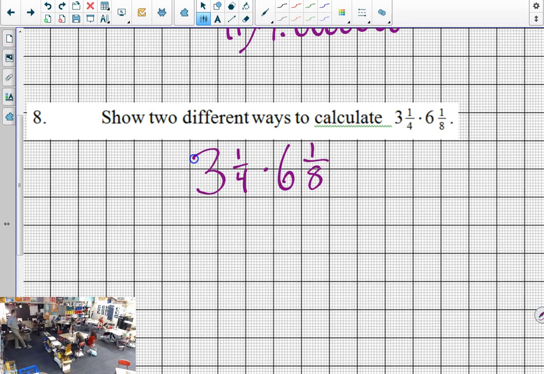Then we need common denominators here, right? Somebody stop me. Come on. No. Why? Because we're multiplying. Multiplication with fractions is much easier. Really is. So to make this improper, use the multiply and add triangle method. 3 times 4, 12 plus 1, 13 over 4, times 6 times 8, plus 1.